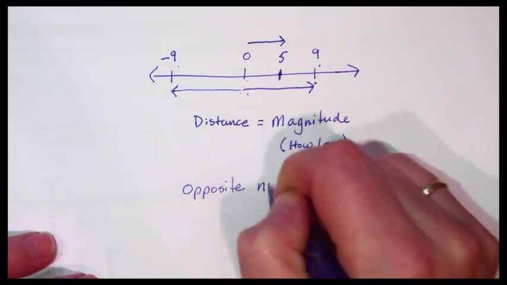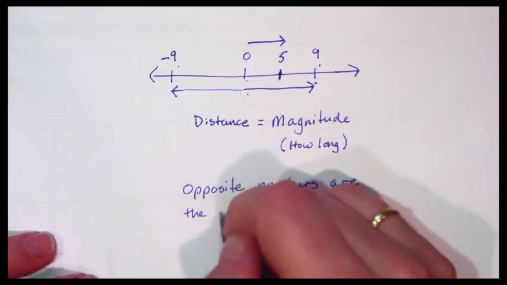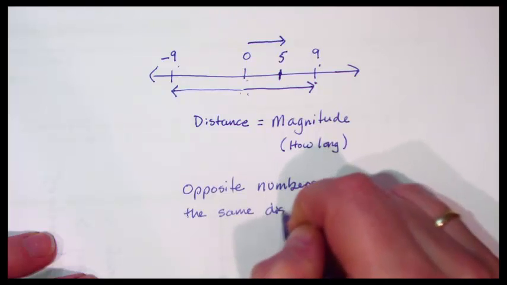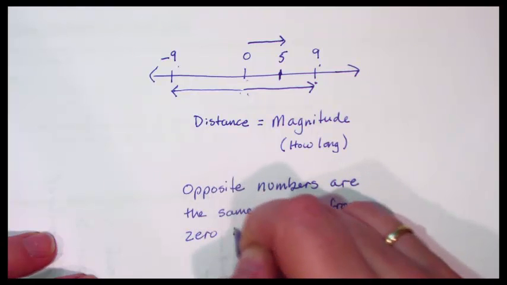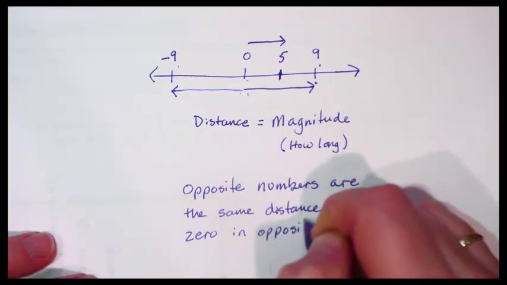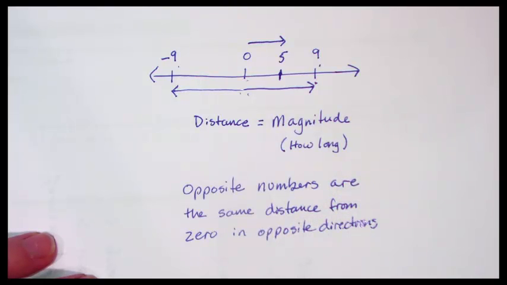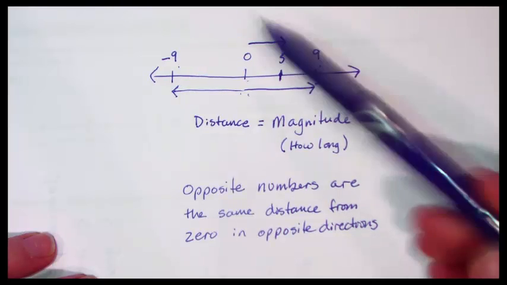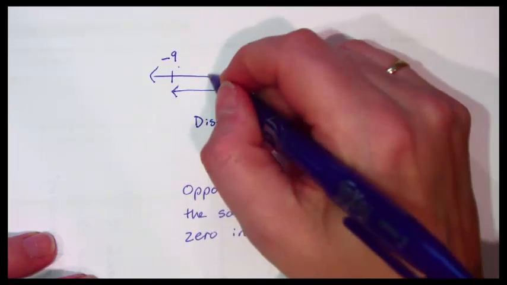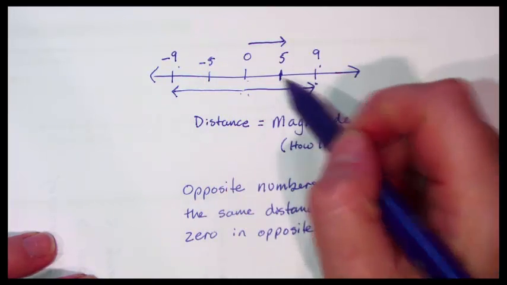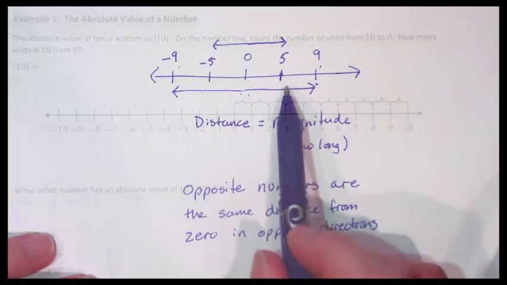So opposite numbers are the same distance from 0, in opposite directions. The opposite of 9 was negative 9. The opposite of 5 is negative 5. It's the same distance from 0, but to the left instead of to the right.